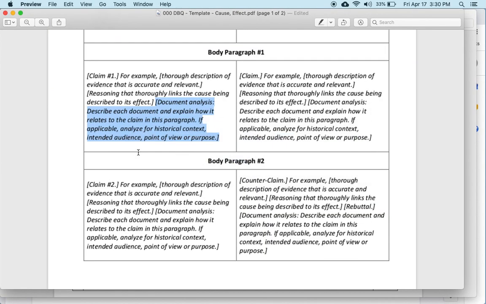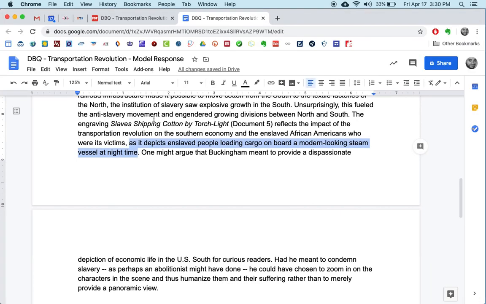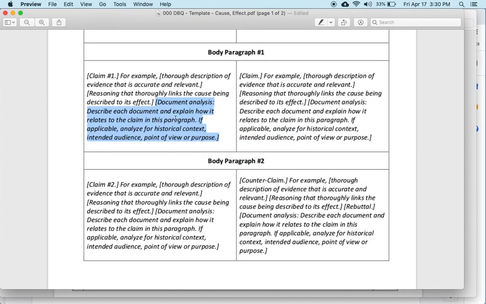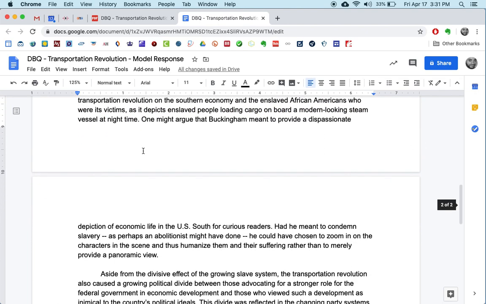So I've done the job of A, describing the document, and B, explaining how it relates to the claim in this paragraph. I'm going to do one more thing, though, because remember, for 3 documents, I also have to describe either the historical context, the intended audience, the point of view, or the purpose of the document. And here's what I do. One might argue that Buckingham meant to provide a dispassionate depiction of economic life in the U.S. South for curious readers. Had he meant to condemn slavery, as perhaps an abolitionist might have done, he could have chosen to zoom in on the characters in the scene and thus humanize them and their suffering, rather than to merely provide a panoramic view.